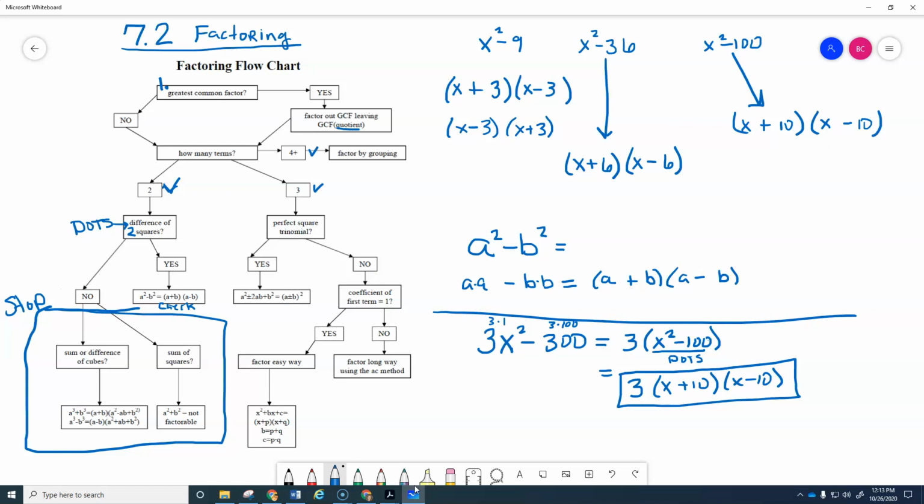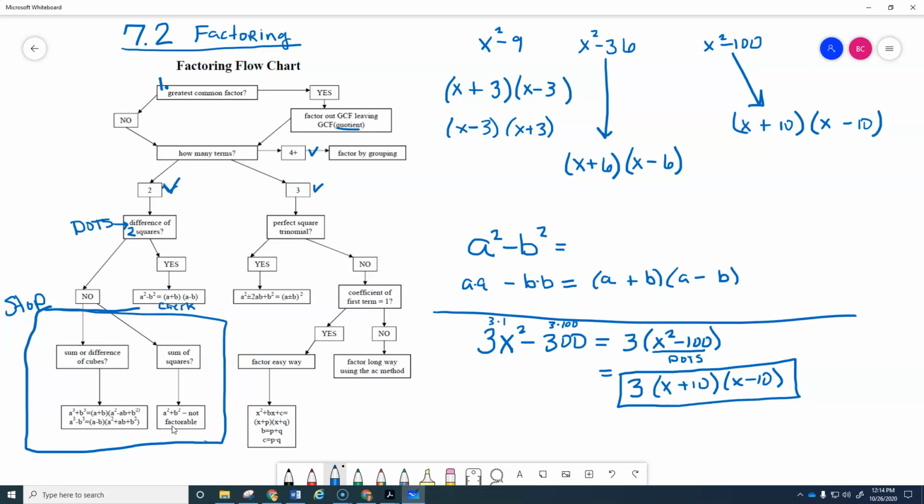Okay, so even if you say yes, you can factor out a GCF, after you take the GCF out, you then go with the quotient, the part that's left inside there, and how many terms does it have? If it has 2, is it the difference of two squares? Now, be careful down here.